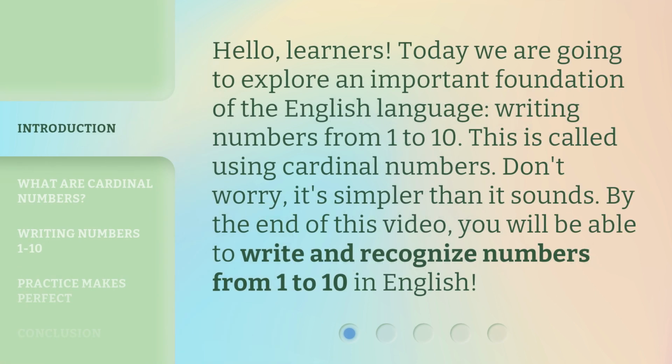Hello, learners. Today we are going to explore an important foundation of the English language. Writing numbers from 1 to 10. This is called using cardinal numbers. Don't worry, it's simpler than it sounds. By the end of this video, you will be able to write and recognize numbers from 1 to 10 in English.